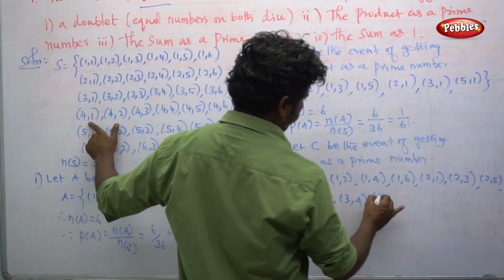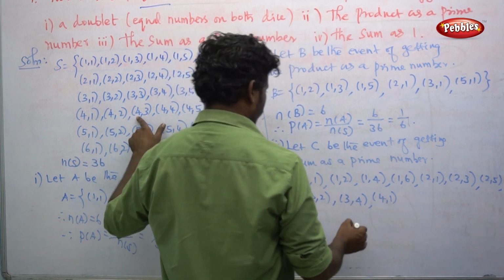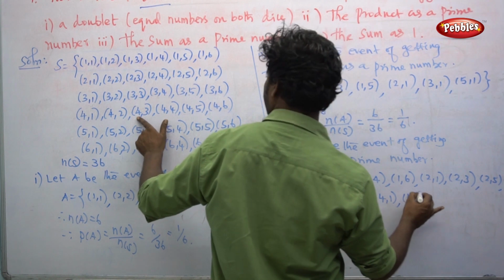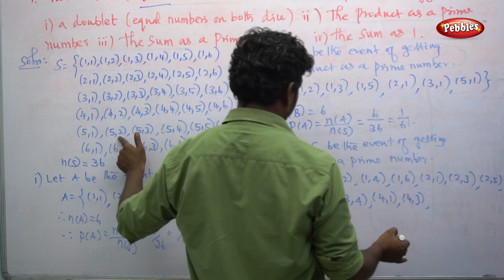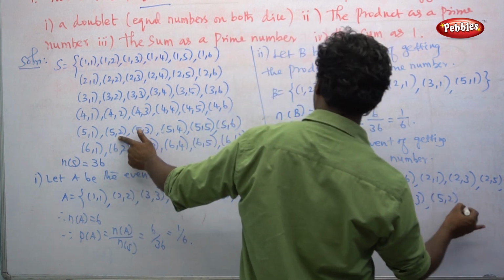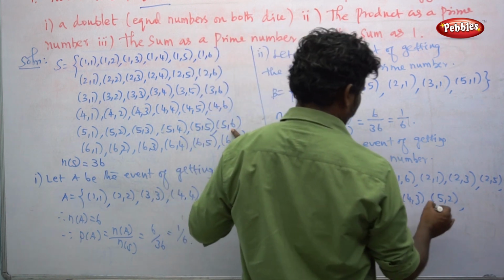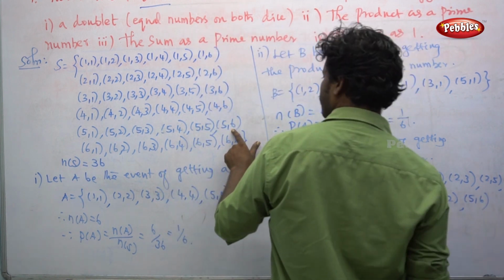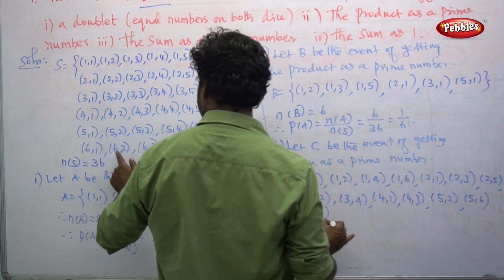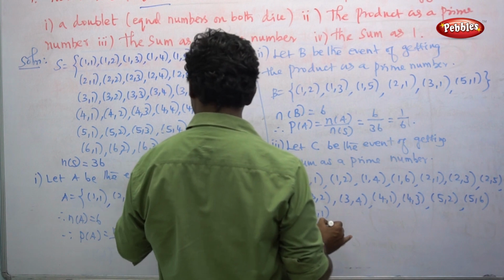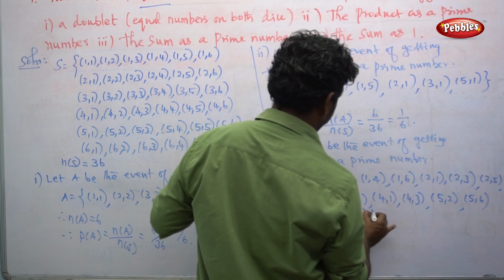4 comma 1 gives 5, right? Then 4 plus 2 is 6. 4 plus 3 is 7, so 4 comma 3. Then 8, 9, 10. We take 5 comma 2, which gives 7, right? Then 8, 9, 10, 11. We take 5 comma 6. Then 6 comma 1 gives 7, we take it. 6 comma 2 gives 8, then 9, 10. 6 comma 5 gives 11, we take it, right? Then 6 comma 6 gives 12.